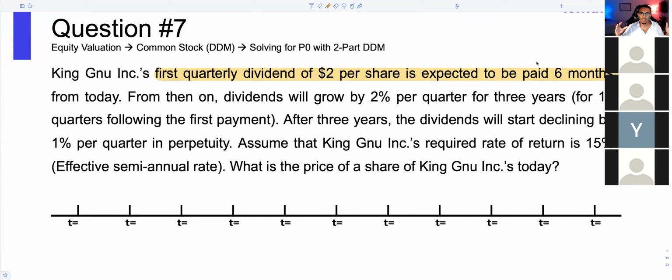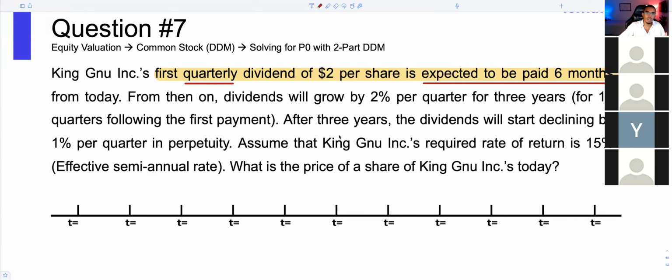So already now, we should have a few bells hitting us. We should be notified that something is a little bit strange here. Because, one, we're dealing with something that's happening quarterly, and we're also told that this is supposed to happen 6 months from now. So we're getting a little bit lost.